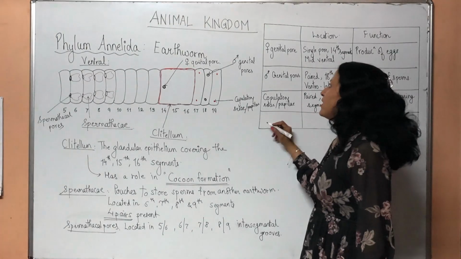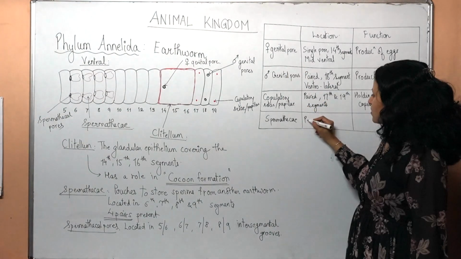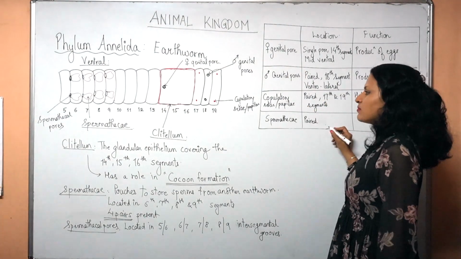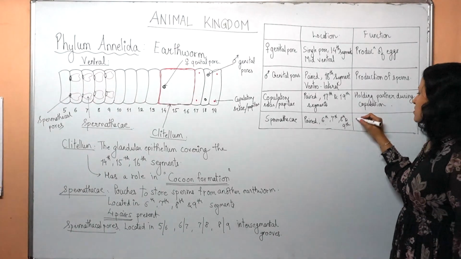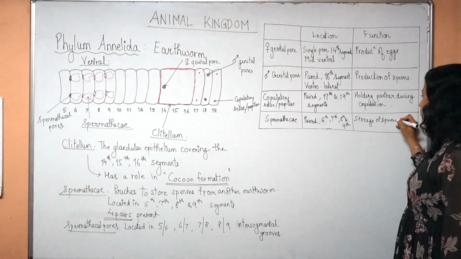I would also like to add to this table spermathecae. Spermathecae are paired, found in which segments? 6th, 7th, 8th and 9th, and the function is storage of sperms. Of who? Of own?